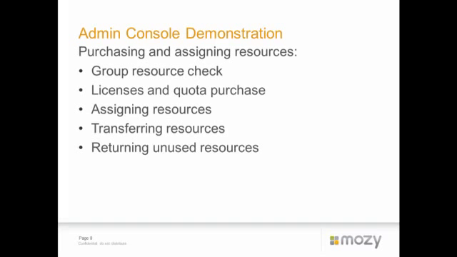So we're going to go through and look at a group resource check, which is just to see what groups have license keys and storage quota assigned to them. We're going to look at licenses themselves and quota purchase so we can see what has been purchased. We're going to look at how to assign resources out and also transferring resources between groups. And we're also going to look at returning unused resources for those times when you over purchase things and you want to return them to Mozy so you're not charged on your next bill.